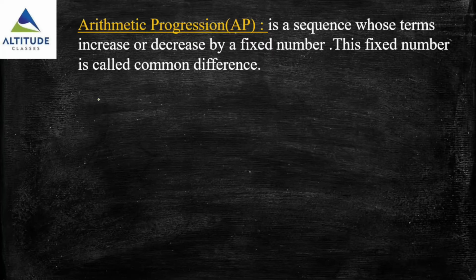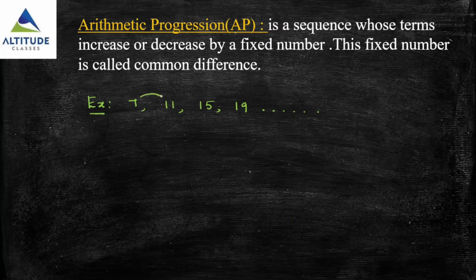Arithmetic progression is a sequence whose terms increase or decrease by a fixed number. Let's take one example, we can understand in a better way. For example, 7, 11, 15, 19, and so on. If you observe this sequence, every term is increasing by a fixed number.